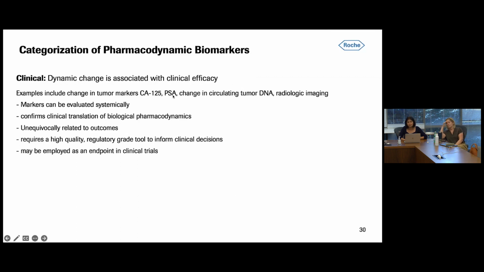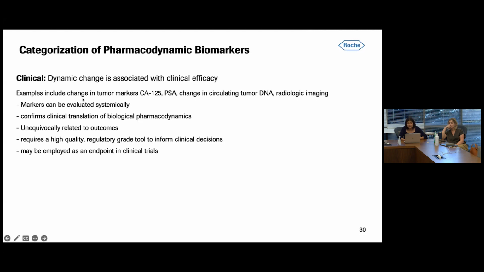Prostate serum PSA is a second example, a prostate-specific antigen in prostate cancer. And a third example is a change in circulating tumor DNA, and I'll speak to this a little bit in subsequent slides. And of course, the last one is radiologic imaging, which can also be a pharmacodynamic biomarker, but is also very clearly a clinical biomarker and an endpoint in clinical trials.